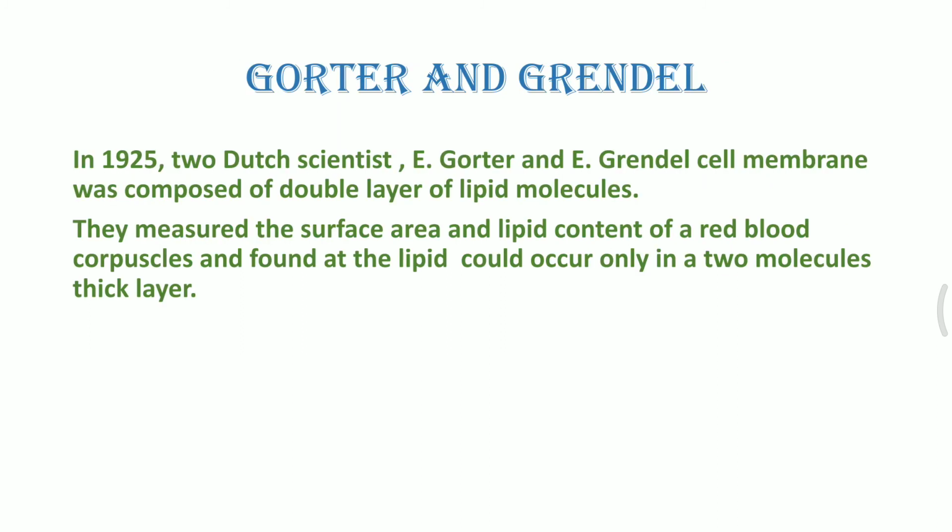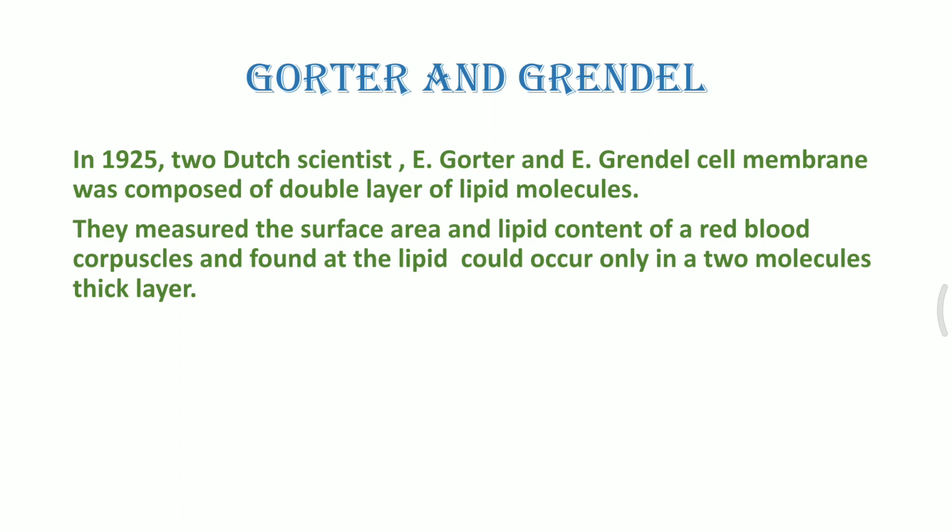The second advancement took place in 1925. So you can see the gap, 1895 to 1925, when two Dutch scientists, E. Gorter and F. Grendel, proposed another theory according to which the cell membrane was composed of double layers, which is a bilayer of lipid molecules.